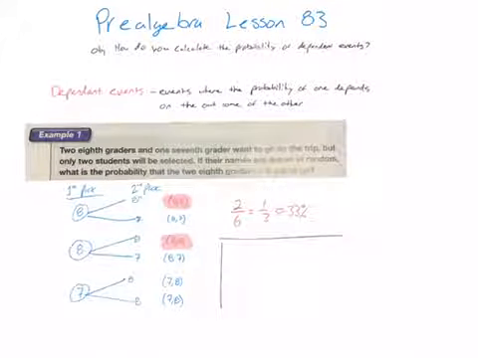The probability of the first 8th grader being picked, there's 2 out of 3, right? Because there's 2 8th graders and there's 3 people being picked. And assuming that the first person drawn was an 8th grader, then that means there's 2 people left, and one of them is an 8th grader. So the probability of the second one being picked is 1/2.